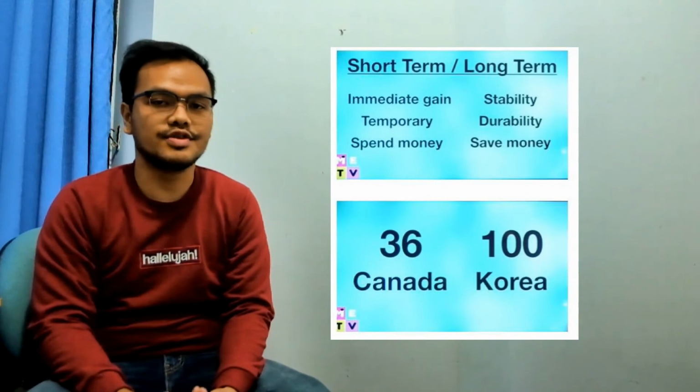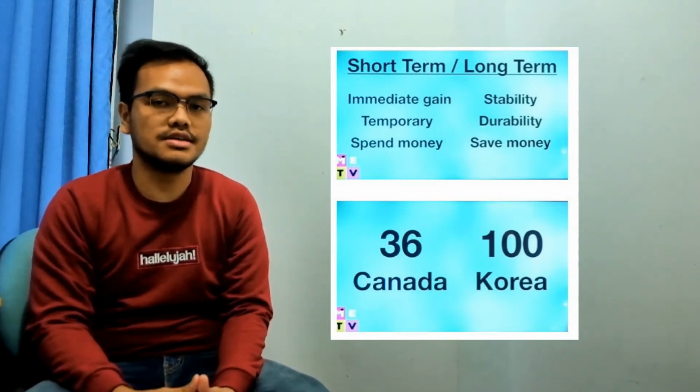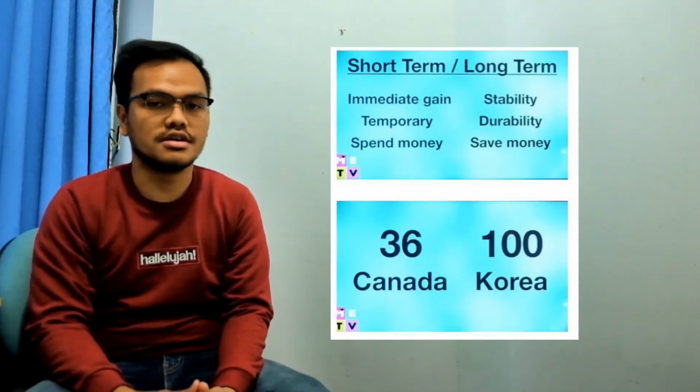Also Japan, we know Japan really likes saving, right? They really like to be risk averse, play safe. So Asian countries tend to be like that.